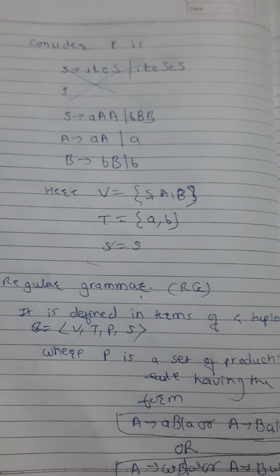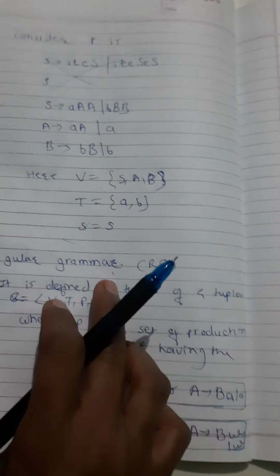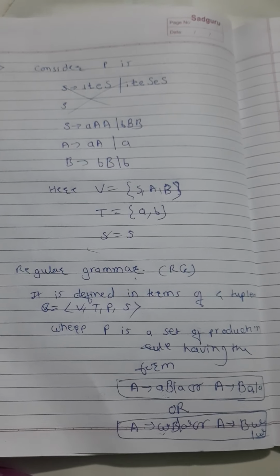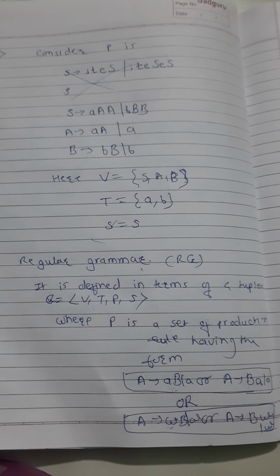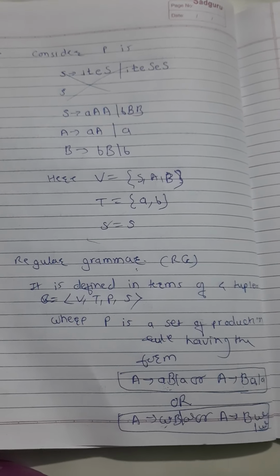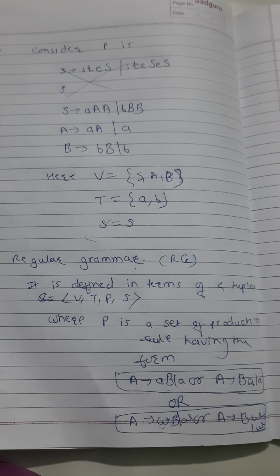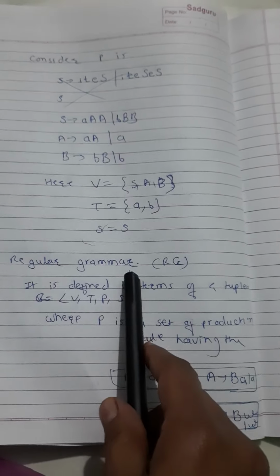So this is all about grammar and regular grammar. In the next video we will see what a context free grammar is, then what RLG and LLG are, right linear grammar and left linear grammar, which are the sub parts of regular grammar.